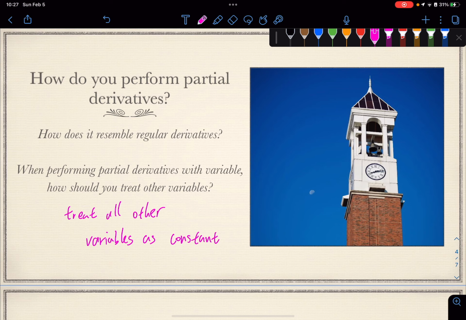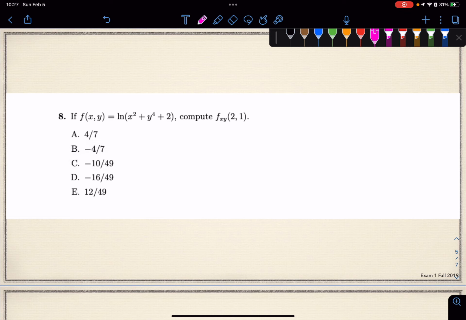This is how you compute partial derivatives. It's the same thing as in Calc 1 and Calc 2, and it's the exact same thing in Calc 3. Okay, so let's talk about the first question.